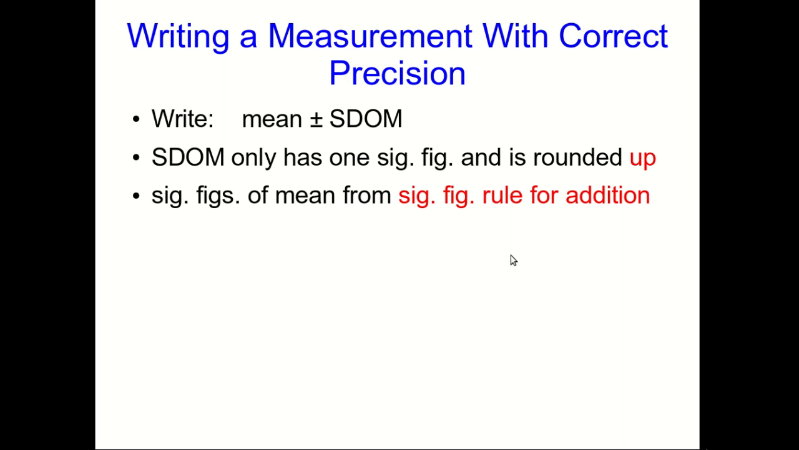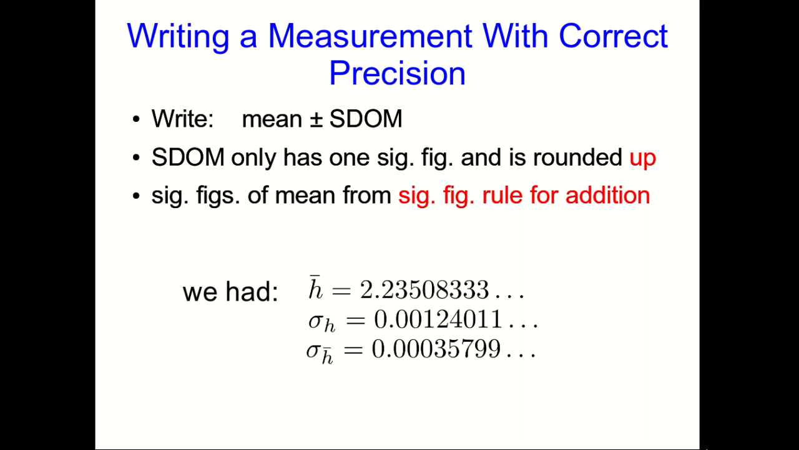So we're now ready to write down our final measurement of the door. We're going to write the mean plus or minus an uncertainty, which is just the standard deviation of the mean. And that SDOM has only one sig fig, despite all the work it took to take it. If you did it all again, if you do a new data set and get an SDOM out of it, you'll find they will usually only agree in the first sig fig. And then the sig fig for the mean is going to come from our sig fig rule for addition. Let me show you how that works.